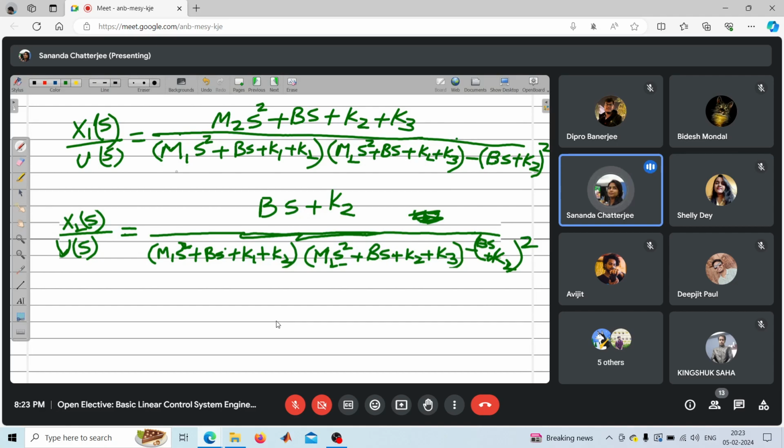Okay, so if you see the denominator of the transfer function, this is a polynomial of s, and the highest degree of the polynomial is 4. This is s square into s square. Therefore, this system will be fourth order, and this transfer function will have 4 poles, and for this x1 to u transfer function we have 2 zeros, and for this x2 to u transfer function we have 1 zero involved.